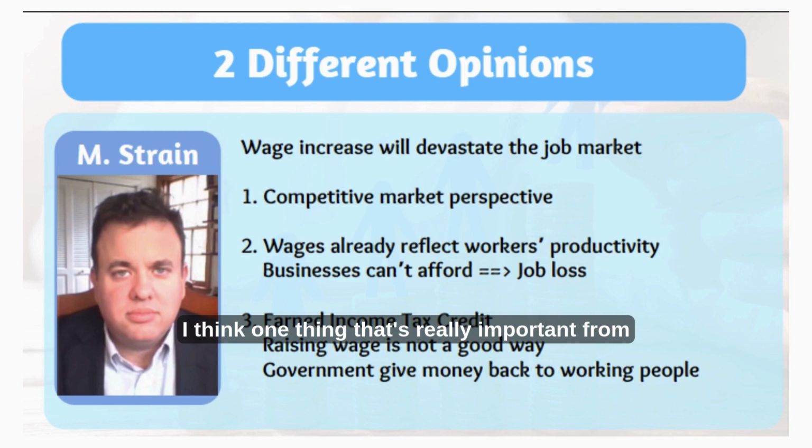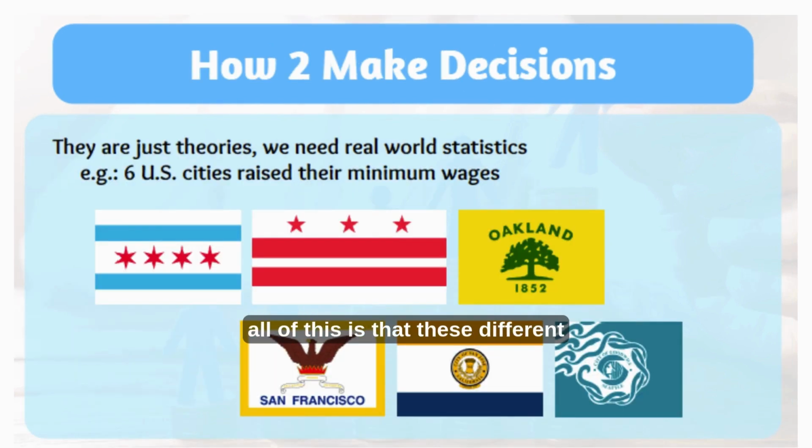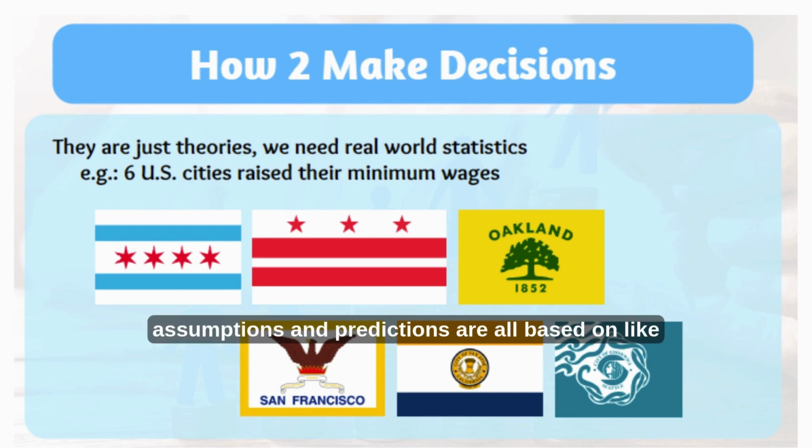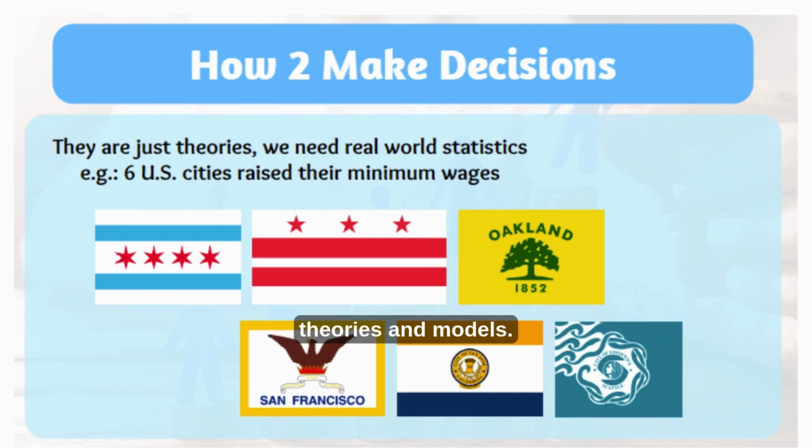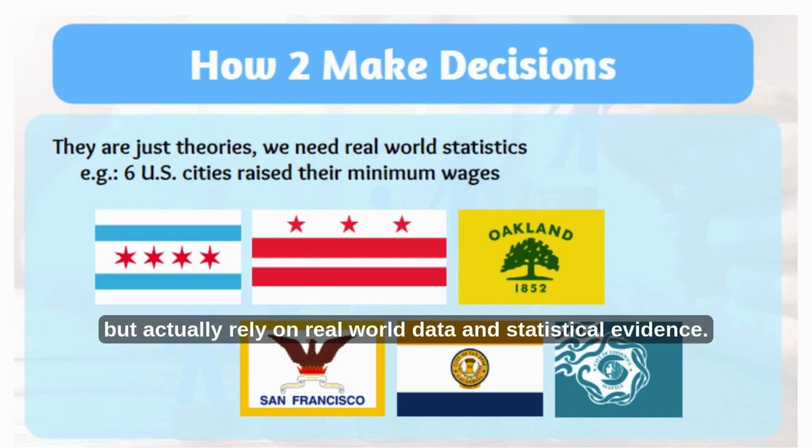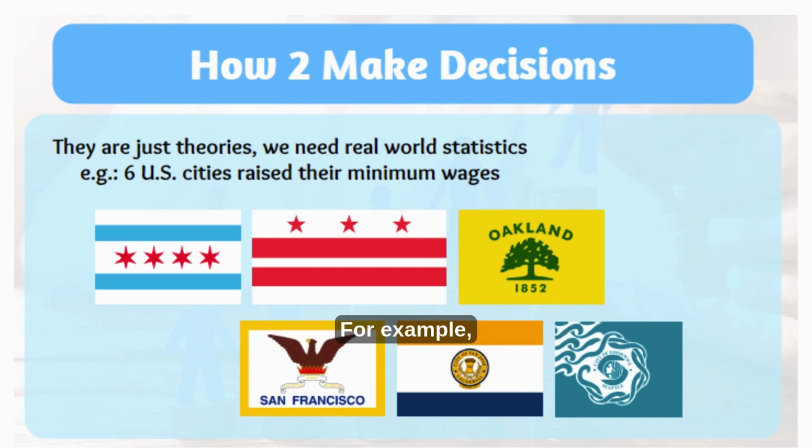Now, I think one thing that's really important from all of this is that these different economics assumptions and predictions are all based on theories and models. But I think it's more important that we rely not just on abstract theories and models, but actually rely on real-world data and statistics. For example, these 6 U.S. cities, being Chicago, Washington, D.C., Oakland, San Francisco, San Jose, and Seattle, they've been gradually increasing their minimum wage ever since 2013.